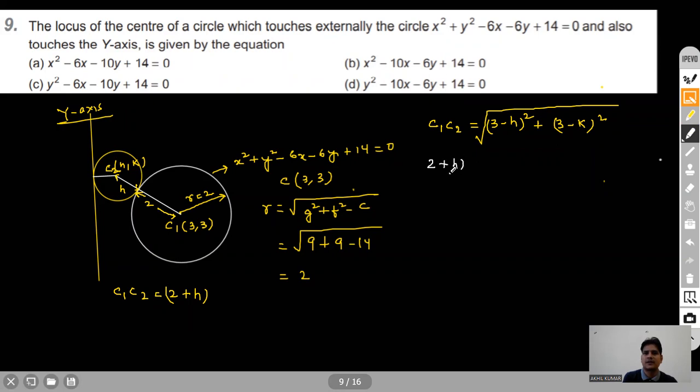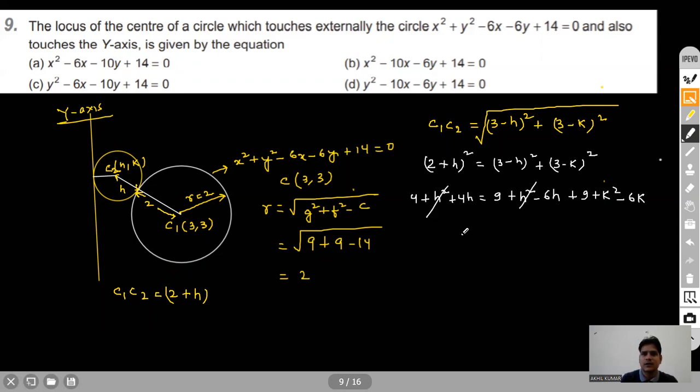So 2 plus h. Let's square it on both sides. So this will be (2 plus h) square is equal to (3 minus h) whole square plus (3 minus k) whole square. Now open it. After opening, we get 4 plus h square plus 4h is equal to 9 plus h square minus 6h plus 9 plus k square minus 6k. Okay, so this h square will be cancelled out. It will become 4 plus 4h is equal to k square minus 6h minus 6k, and plus 9 plus 9, that will be 18.